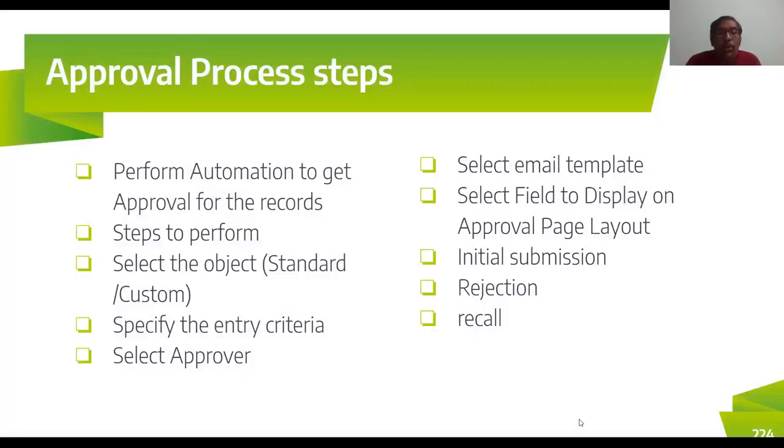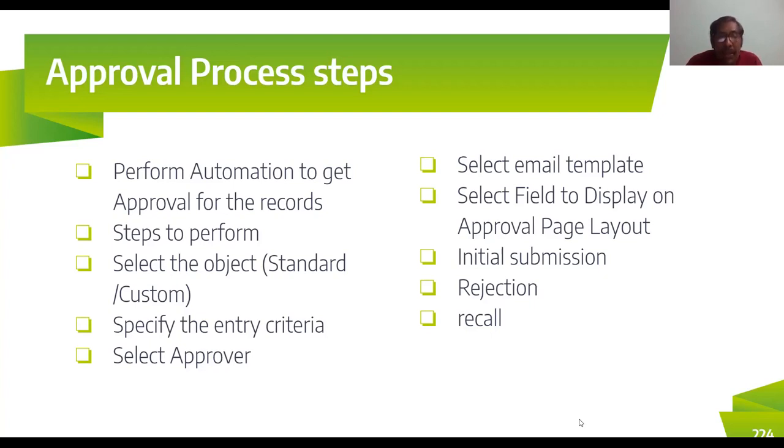Now the approval process performs automation to get approval for the records. You're going to perform the automation to get the approval of the record. And what are the steps you're going to perform? Either go to the Jumpstart or Standard Wizard. Then you're going to select the standard object.